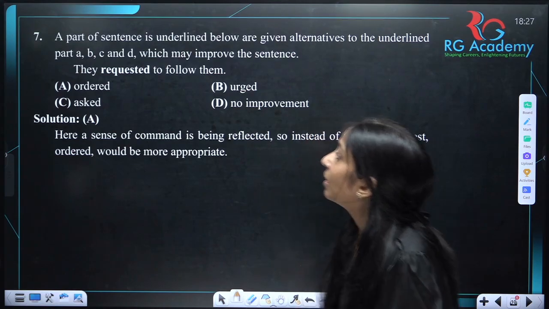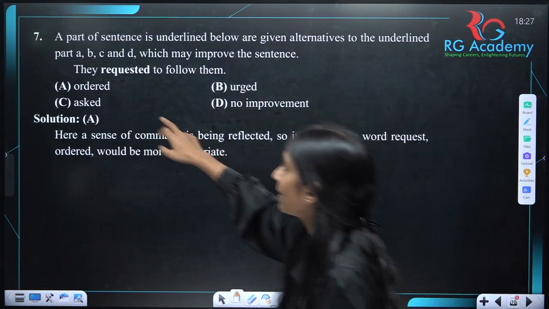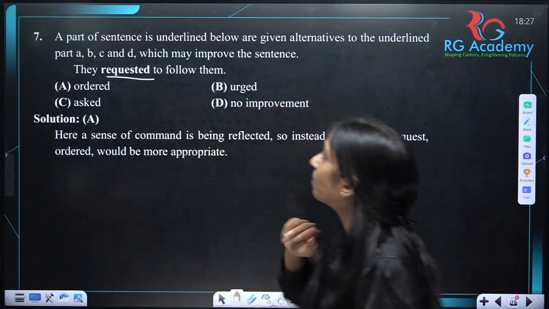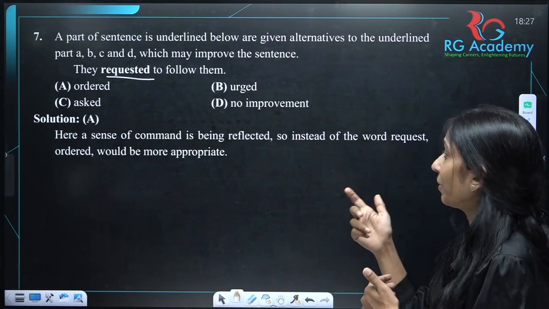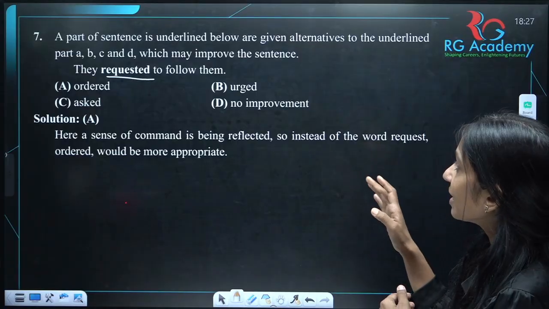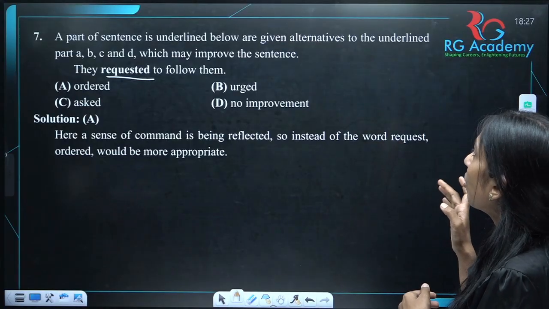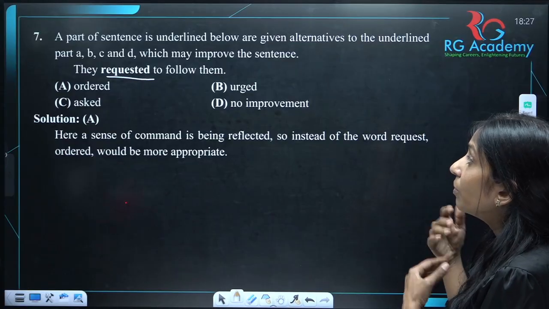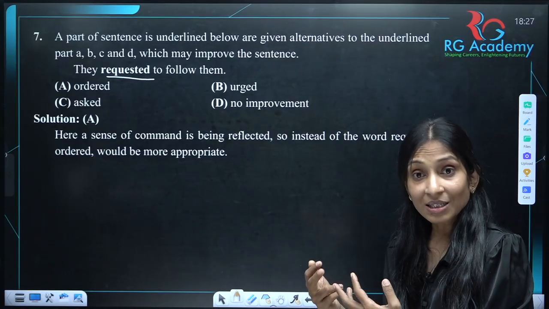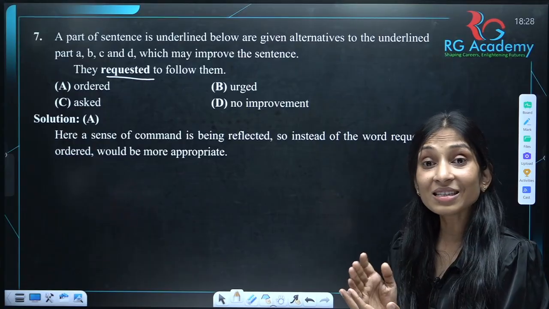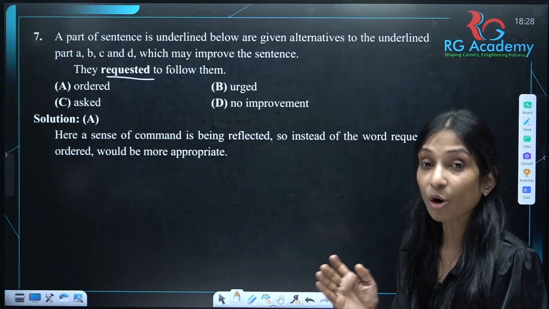Let us see. A part of a sentence is underlined. Let me underline it because it has been made bold, right? So a part of the sentence is underlined below, and alternatives have been given. Choose the appropriate alternative to make the sentence correct, or appropriate.